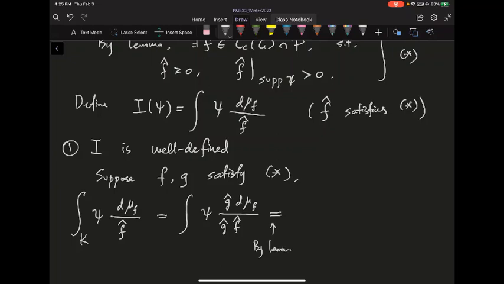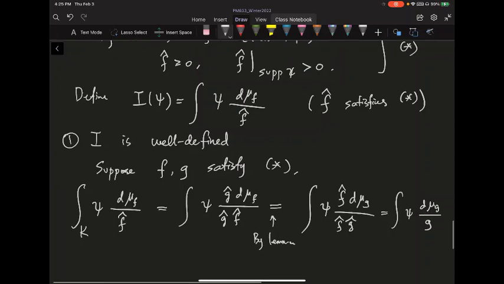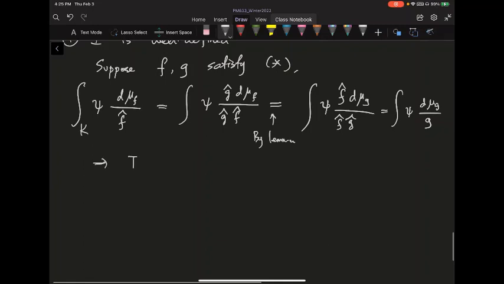So that's where the other technical lemma came from. By the lemma we proved last time, this is the integral of psi f hat d mu_g, and then you divide by f hat g hat. Now the f hat cancels out, so this is the integral of psi d mu_g divided by g hat. So this basically shows that your I is indeed well defined. So this concludes that I is a function defined on the entire C_c(G), because for every function in C_c(G), the first lemma tells you there exists some f satisfying star, and the other lemma tells you this I using this f hat is well defined. So now you have a well-defined function from C_c(G) to the complex numbers.